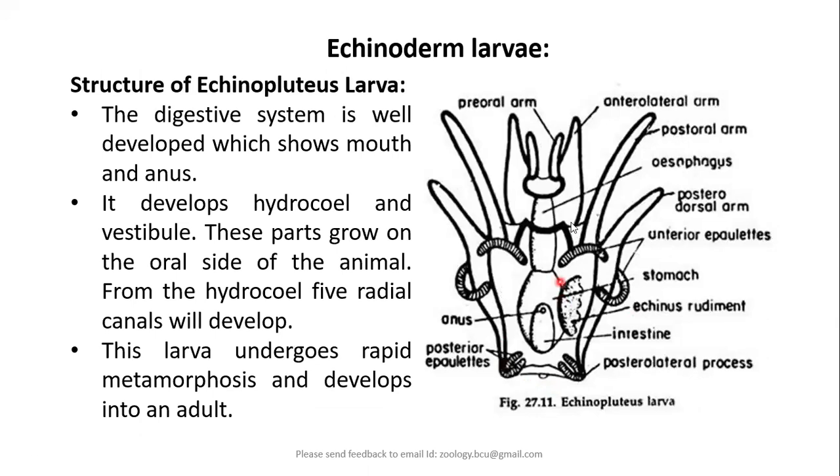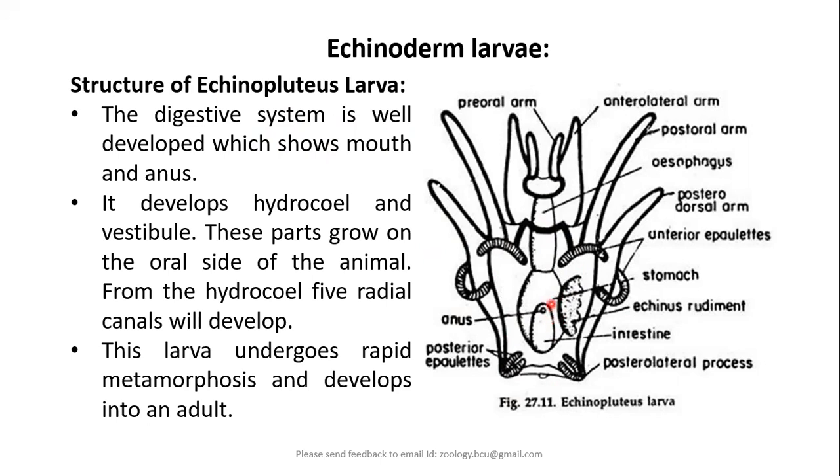So proceeding with the further structure of the echinoderm larvae. In the structure of Echinopluteus larva, the digestive system is well developed, which shows both openings, that is, mouth and anus. And here also the larva develops hydrocoele and vestibule.